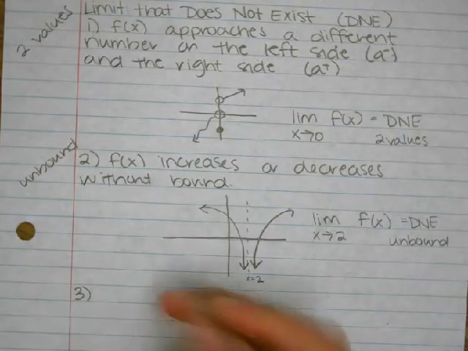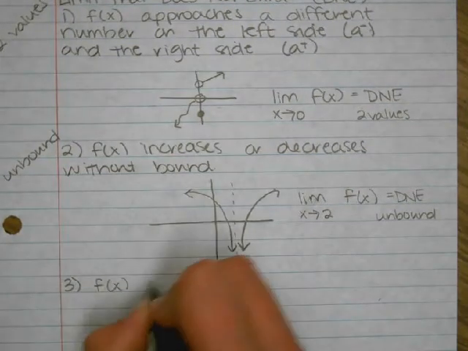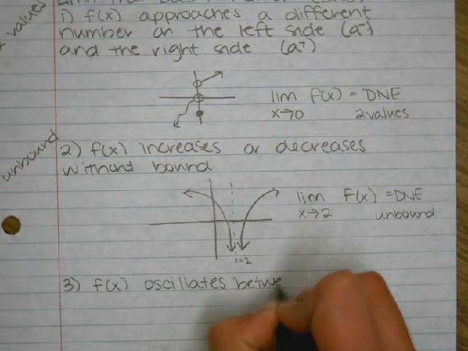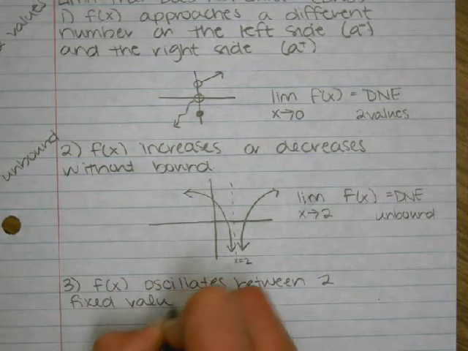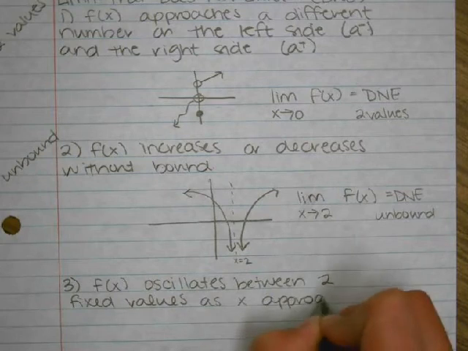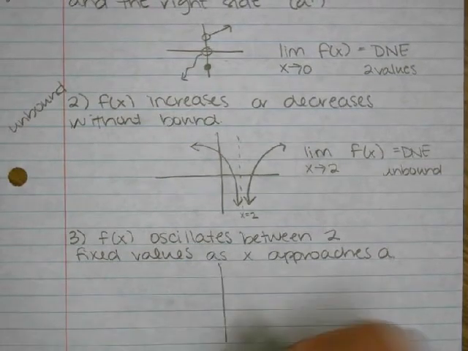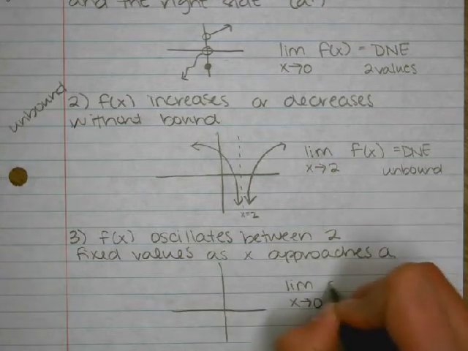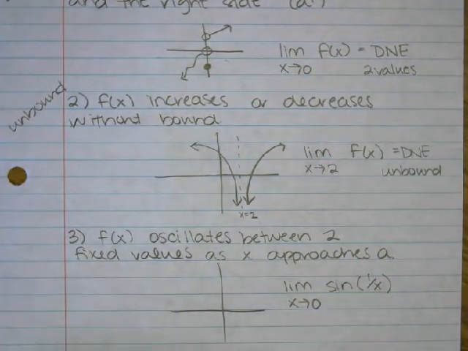Alright, and then the third reason that a limit could not exist is if f of x oscillates between two fixed values as x approaches a. So, for example, if you were to look at the limit as x approaches 0 of the function sine of 1 over x, I'm going to show it to you real quick.